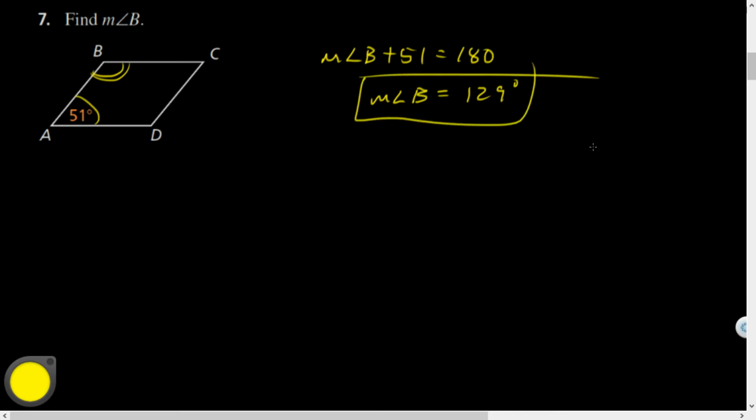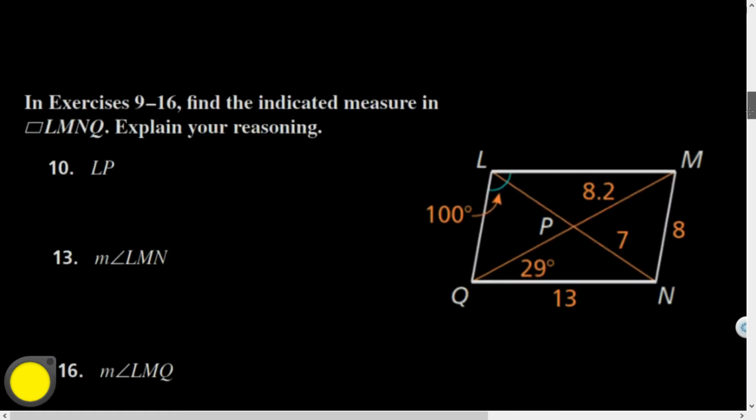What was your way? Opposite? Yeah, you're correct. That would also be a strategy that works.